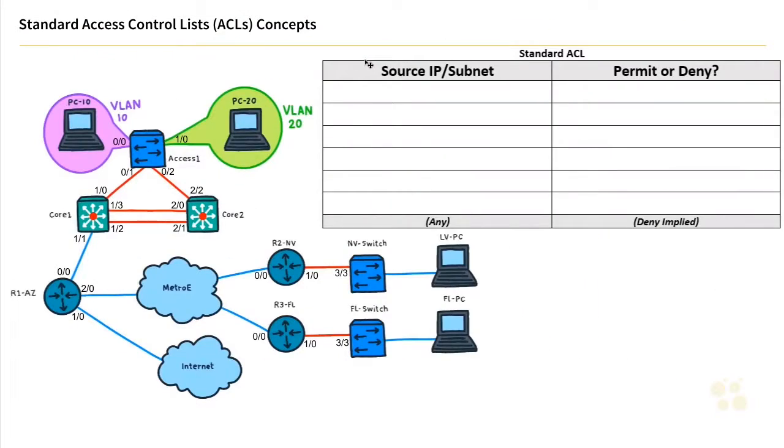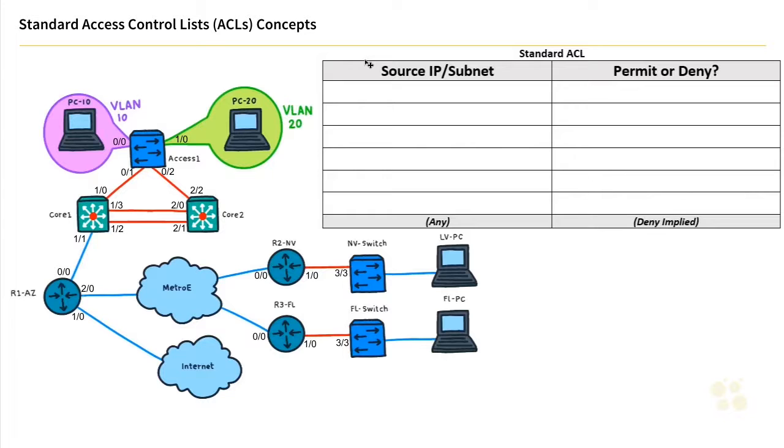So we have that option available in extended access control lists, but for standard ACLs, all we can match on is the source IP address information. And you know what? Sometimes that's all we might need. And so it makes sense to use a standard ACL if all we need to do in this access control list is match on a source IP address.